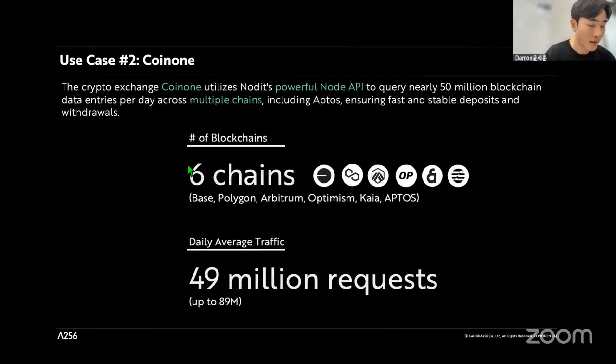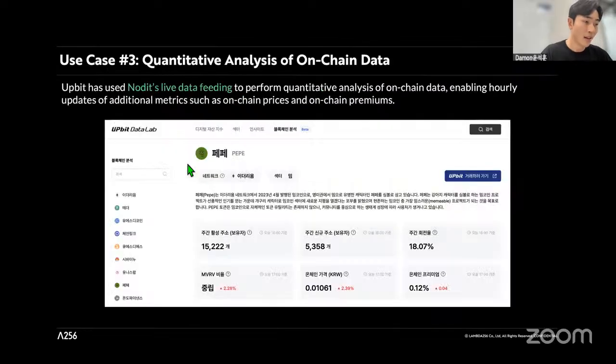Next is Coinone, another famous Korean exchange known for its focus on performance and stability. They use the Nodit API to process up to 89 million requests per day across six different blockchains. Again from Upbit, which also runs a public analytics platform called Upbit Data Lab, they use Nodit's live data feed to update on-chain indicators like prices and address activities, giving users access to high frequency on-chain insights.